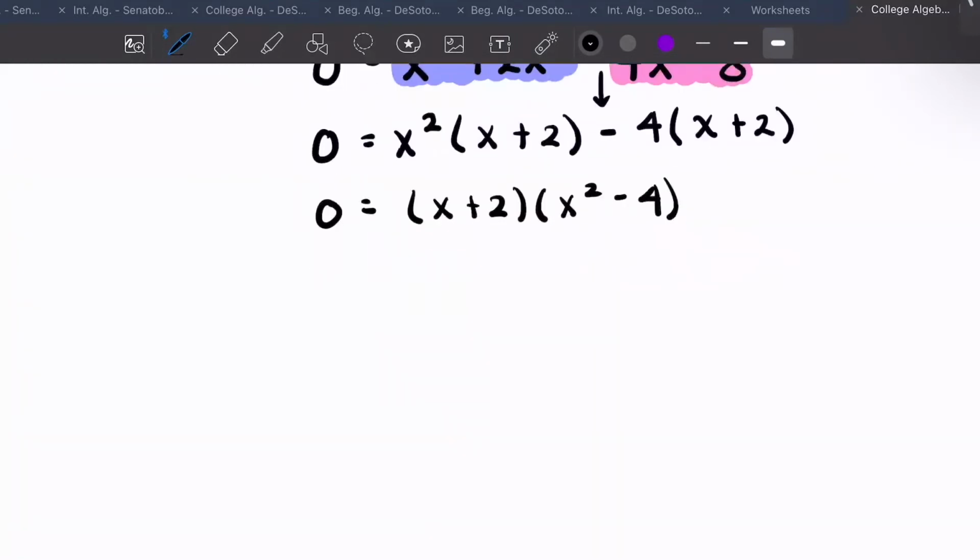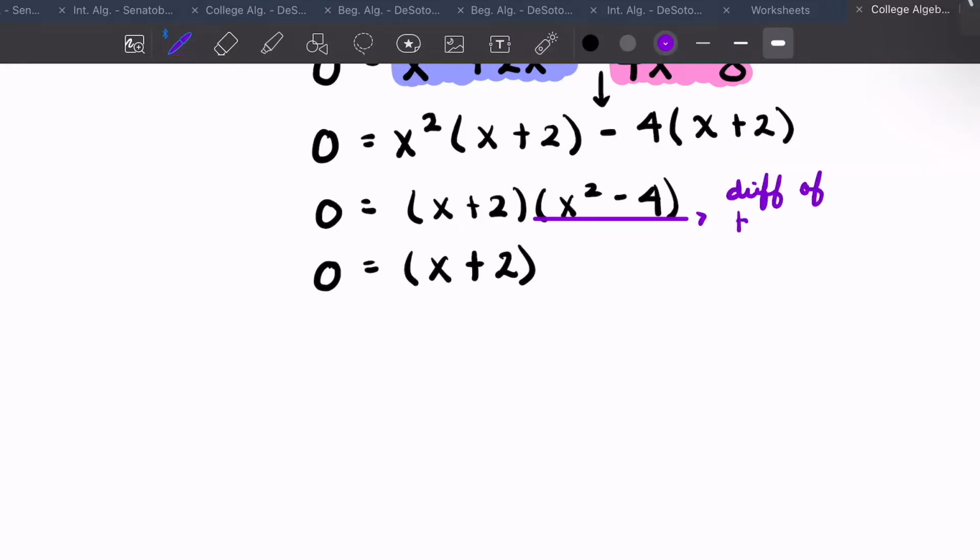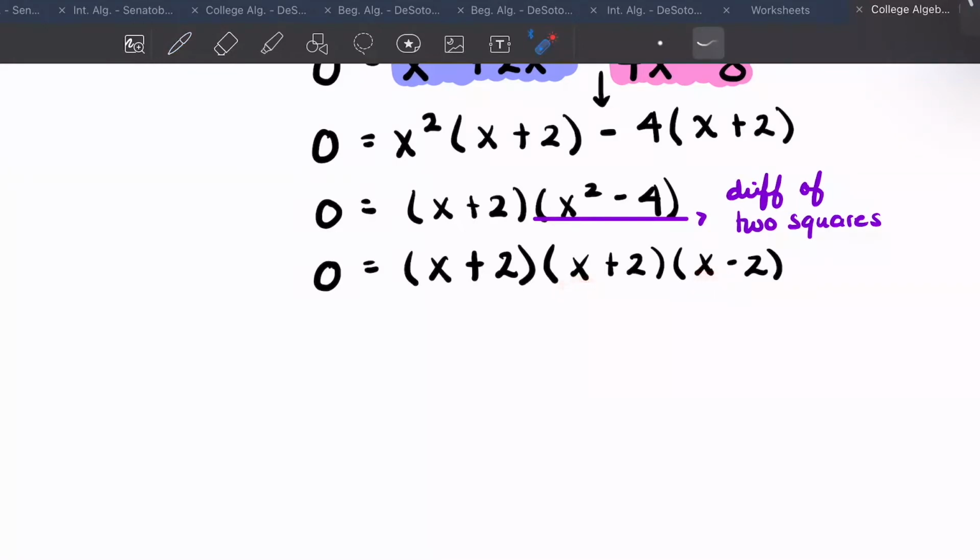Okay, x squared minus 4 is special. That's the difference of 2 squares. So we have x plus 2, and this is the difference of 2 squares, so we have x plus 2, x minus 2. We took the square root of x squared and got x. That's where these blanks came from. We took the square root of 4 and got 2, and that's where those came from. One gets a plus, one gets a minus. You should remember that.